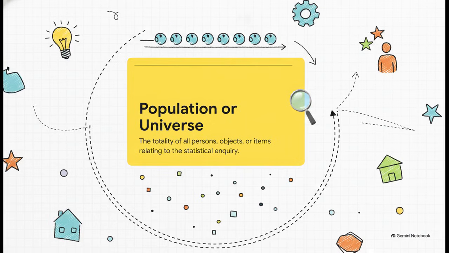In statistics, a population, or universe, as it's sometimes called, is the totality of all persons, objects, or items relating to your specific inquiry. So, if you want to know about the quality of light bulbs rolling off an assembly line, the population is every single light bulb produced. Your population is simply the entire universe of whatever specific thing you happen to be investigating.